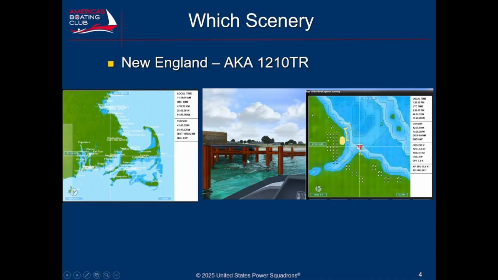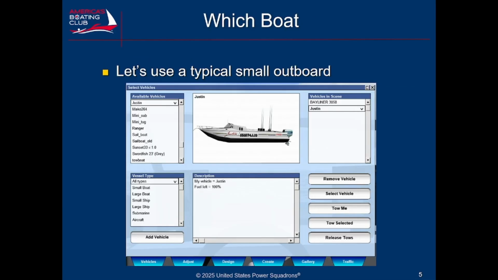And you can see this dock here, it's showing, and docks on the charts, when you zoom in, are indicated by these yellow areas here. Those would all be dockage areas that you can operate in. The boat itself is shown here as this red triangle. Okay, so we've picked our scenery.